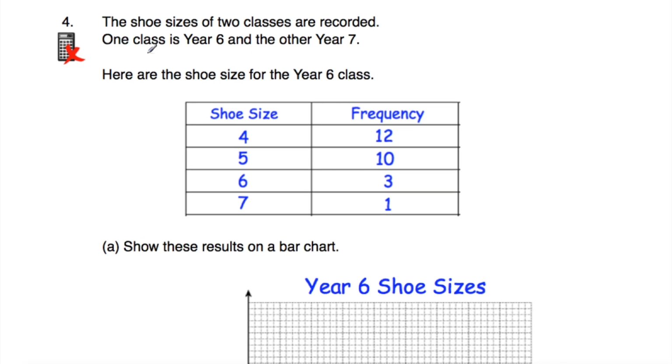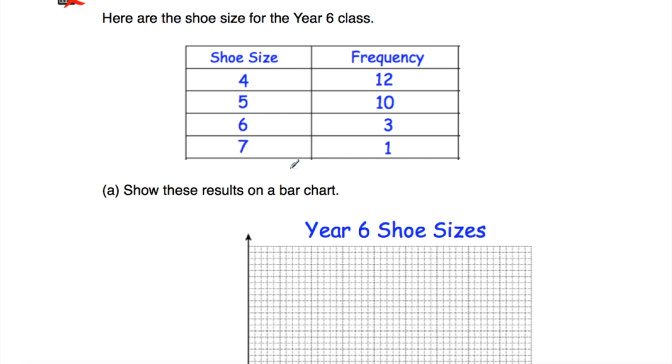Okay, so question number 4. Question number 4 says the shoe size of 2 classes are recorded. One class is year 6 and the other class is year 7. And here are the shoe sizes for the year 6 class. So in terms of the year 6 class, 12 students wear size 4, 10 students wear size 5, 3 students wear size 6, and 1 student wears a size 7.